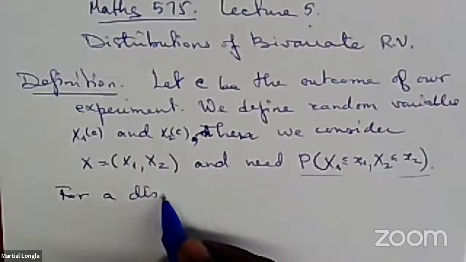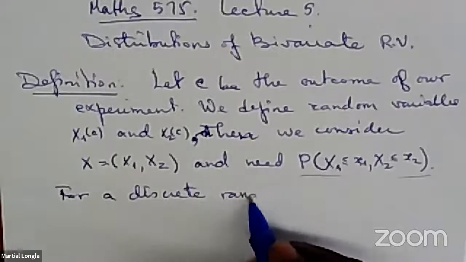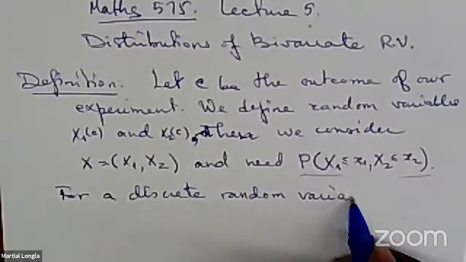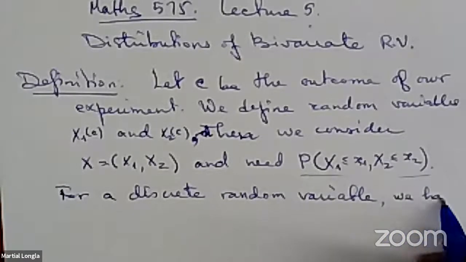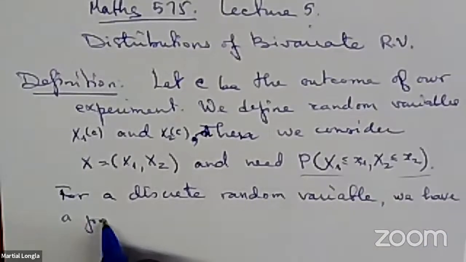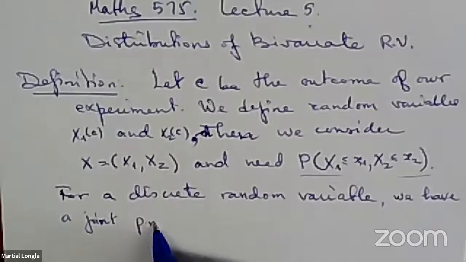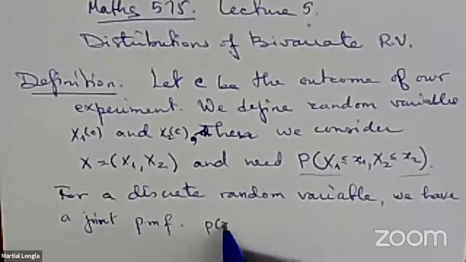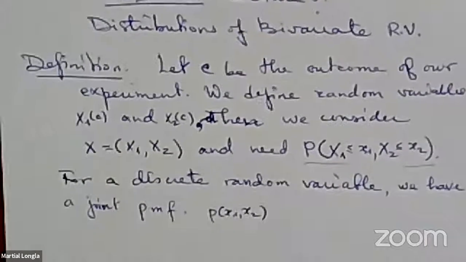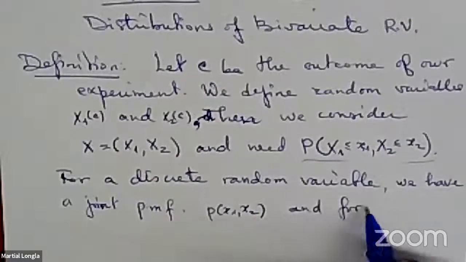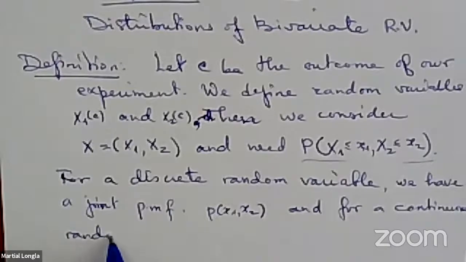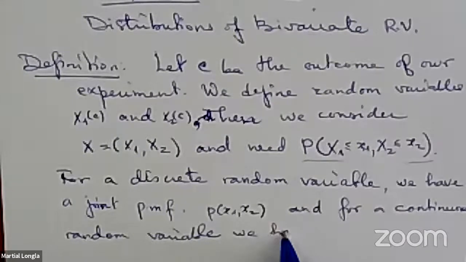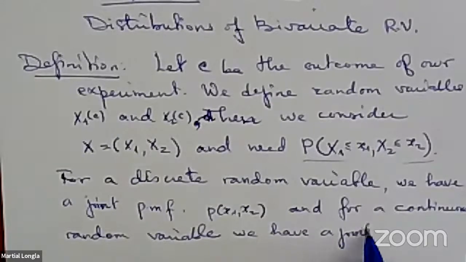For a discrete random variable, we have a joint PMF of X1, X2, and for a continuous random variable, a joint PDF.